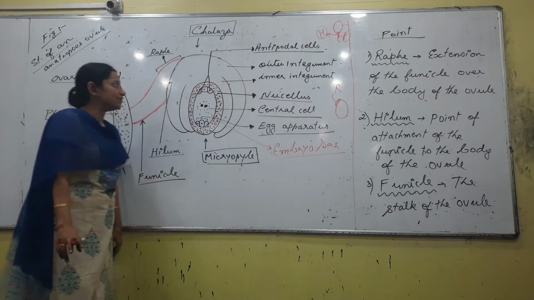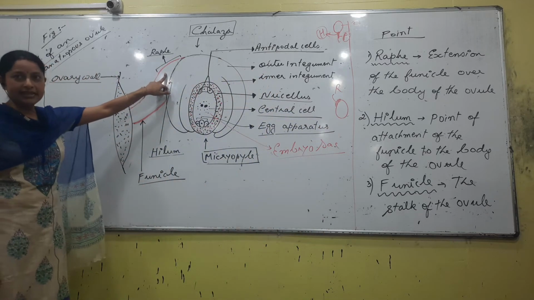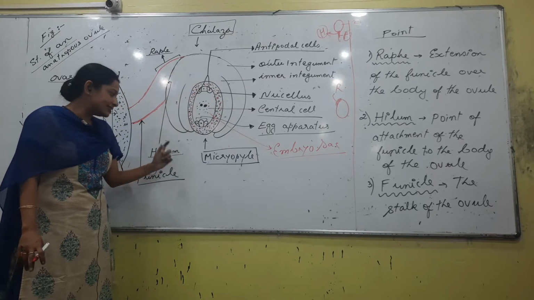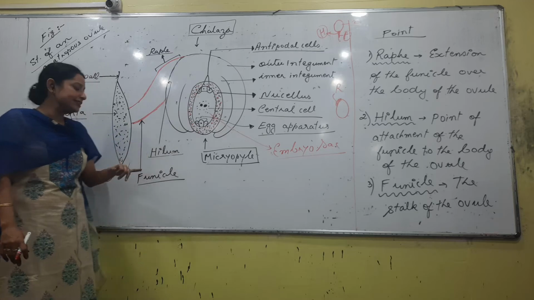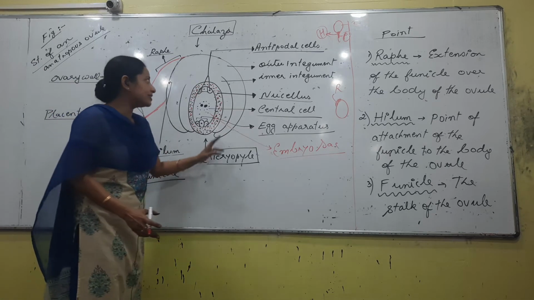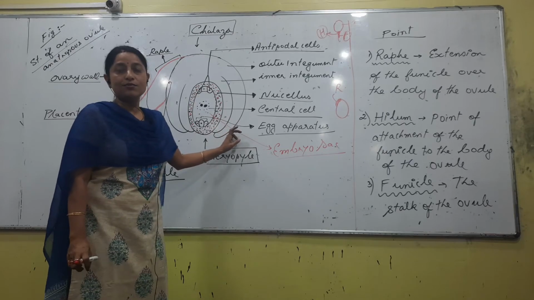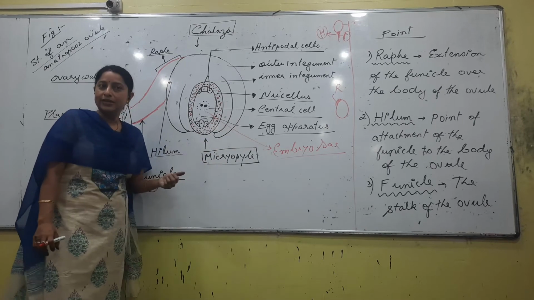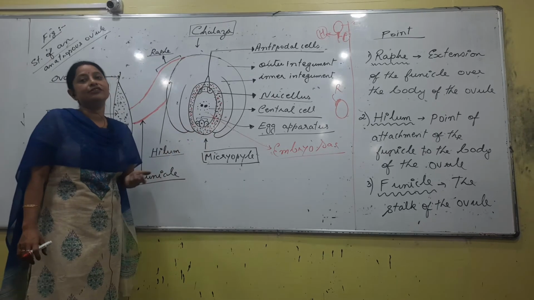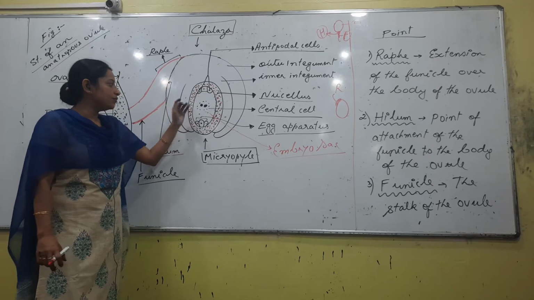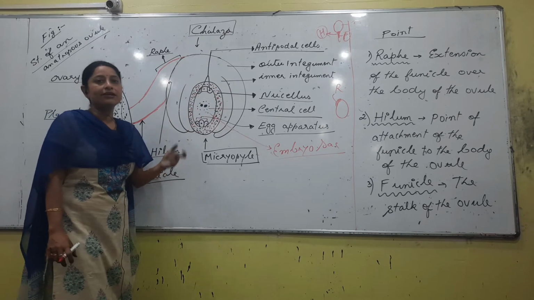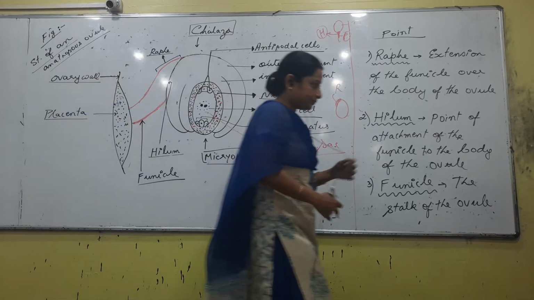What exactly is a raphe? The extension of the funicle over the body of the ovule is called the raphe. What is hilum? The point of attachment is called the hilum. What is funicle? The stalk of the ovule is called the funicle. We have words called micropyle and chalaza. What is micropyle? It is the area through which the pollen tube will enter. Second, it is the area that is not covered by the integuments. The ovule is surrounded by the integuments on all sides except the area called the micropyle, right?